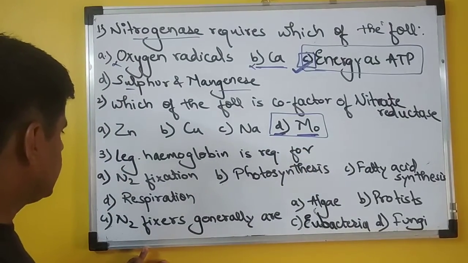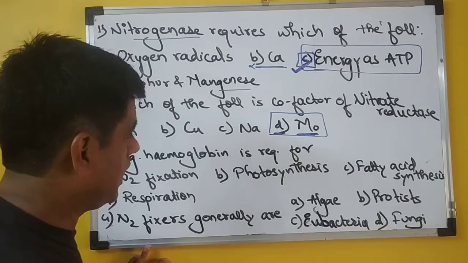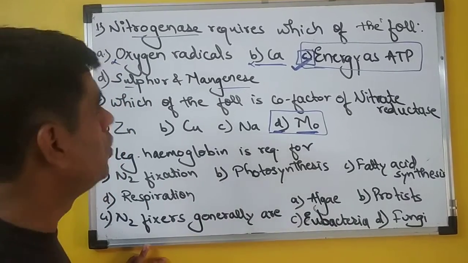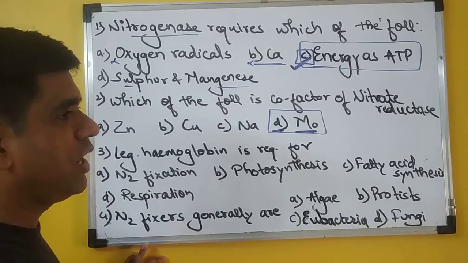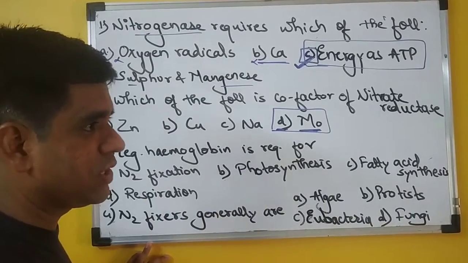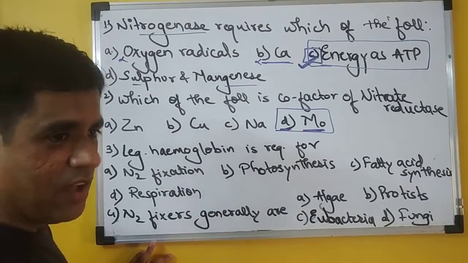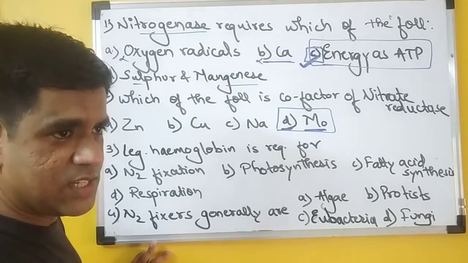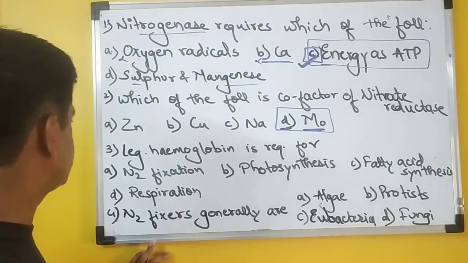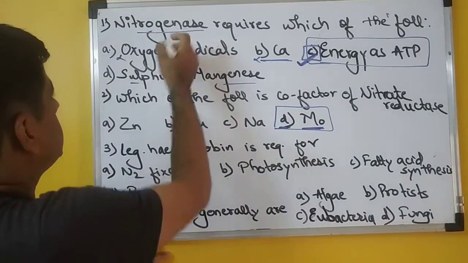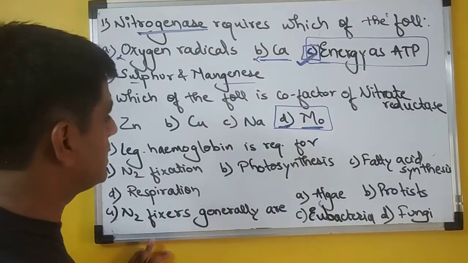Third, it says the leghemoglobin. Now this leghemoglobin we know is required for binding with the oxygen, so that the availability of oxygen in the area where nitrogen is being fixed is reduced. So it sequesters the oxygen from there. So we know that the enzyme nitrogenase is sensitive to oxygen.